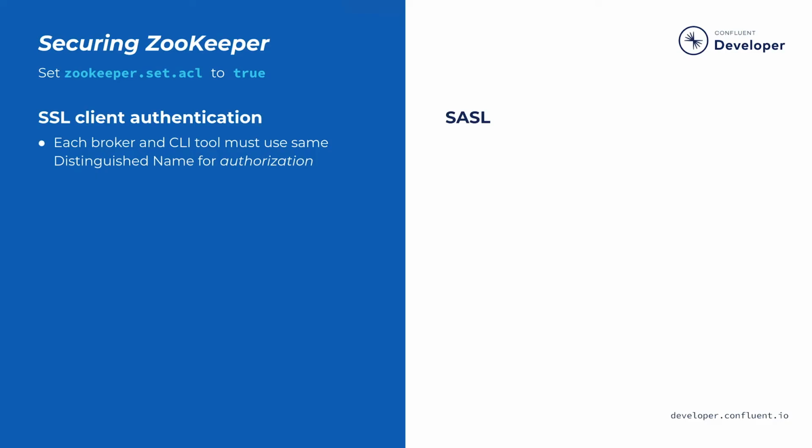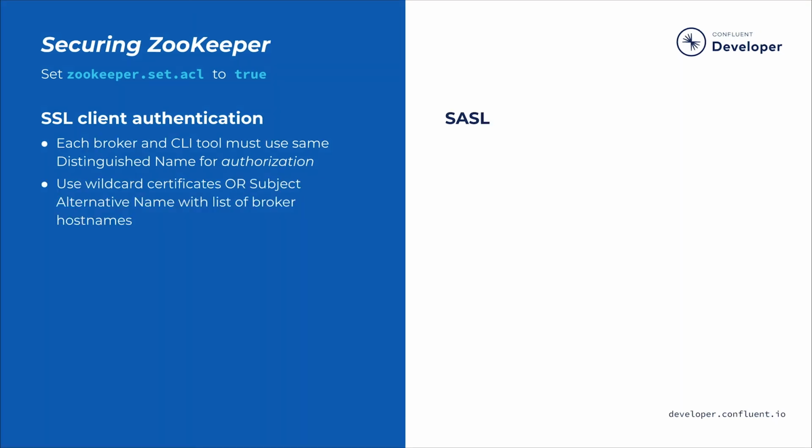The solution here is to either use a wildcard certificate, which includes a wildcard in the host name, or certificates with a single distinguished name plus a subject alternative name, or SAN, containing a list of the actual host names of each of the brokers in the cluster. This single shared distinguished name will be used in the ACL, while the subject alternative name allows ZooKeeper to verify the actual host name of the broker issuing a request. It's a simple point. Every client must use the same identity when being authorized by ZooKeeper. It's just that the configuration and administration when using SSL client authentication require a bit of care and attention.